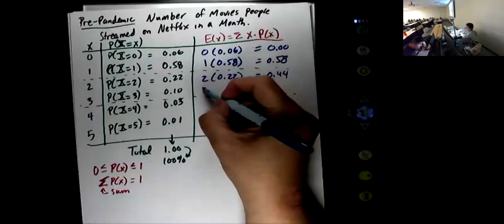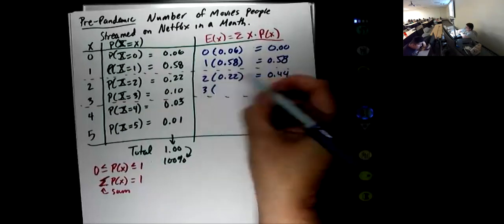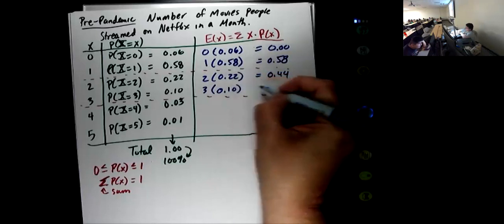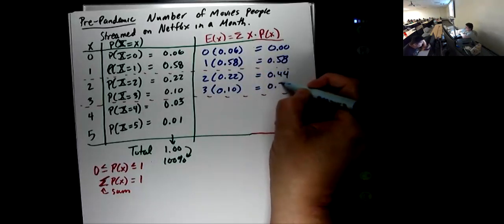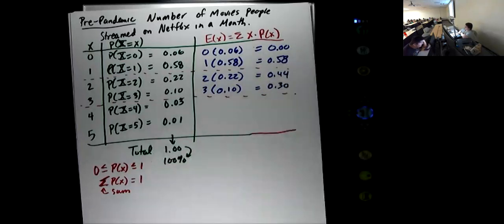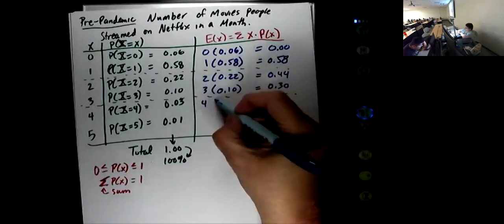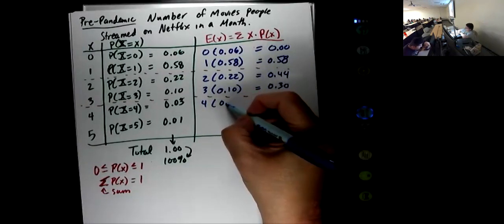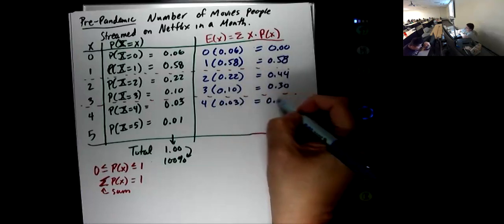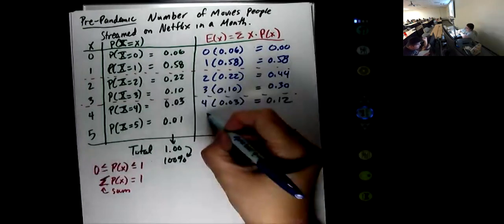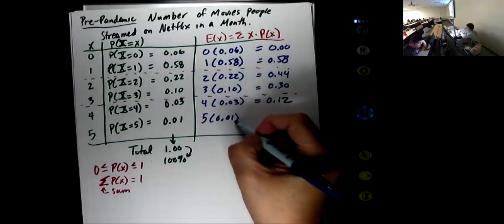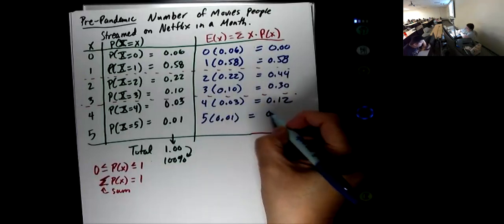Probability of getting a 3 times 3 gives 0.30. Probability of getting a 4 is 0.03. We multiply that by 4, we get 0.12. And 5 was only 0.01. That's like how much is 5 pennies? That's 5 cents.